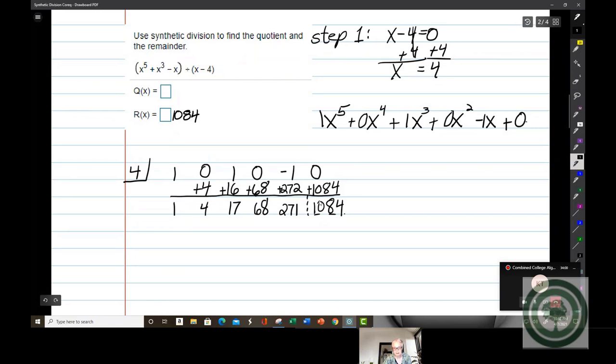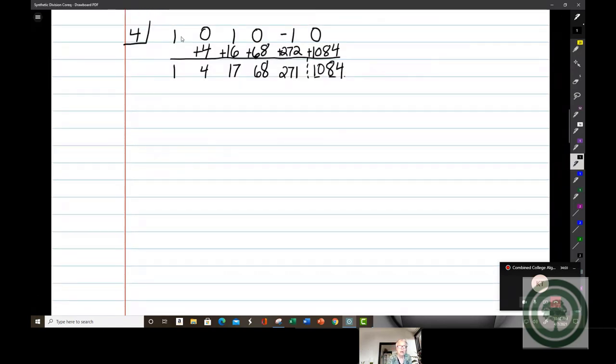Meanwhile, the quotient. This was, when we started, x to the fifth. But now, we're working with a lower degree. One lower. 5 minus 1 is 4. So this will be x to the 4th plus 4x to the 3rd plus 17x squared plus 68x plus 271. That is my quotient.